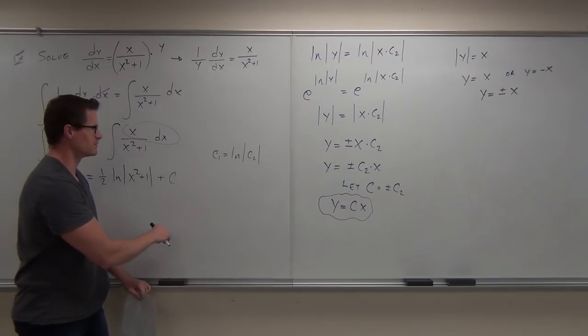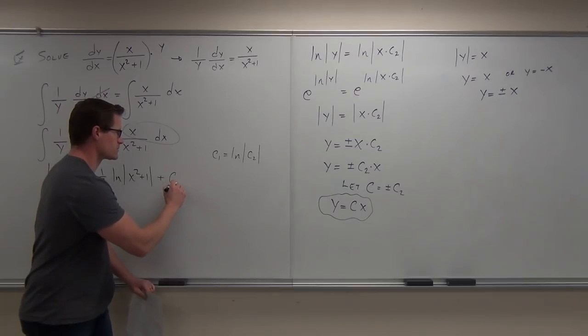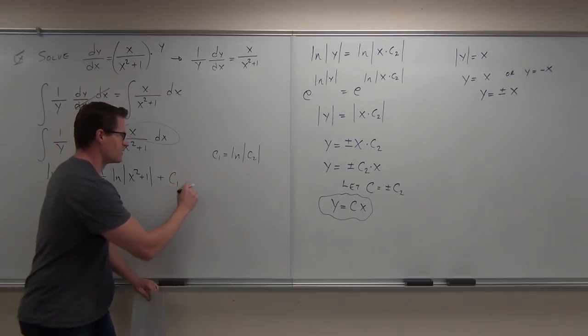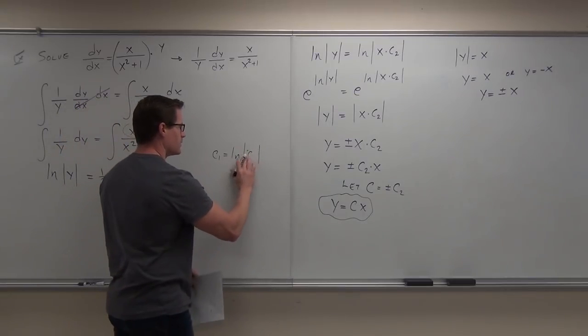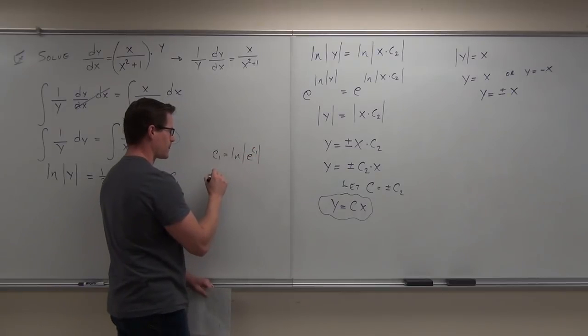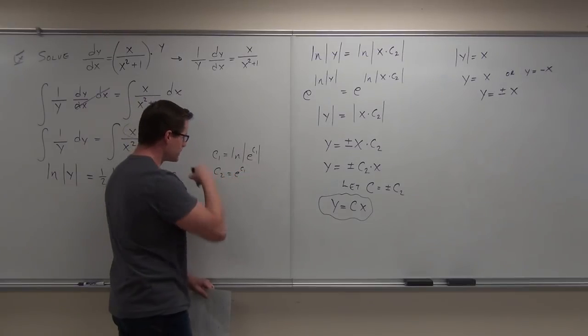Bless you. Too many C's, I messed that up, didn't I? How did we do it the first time? This would be e to the C1. C2 equals e to the C1. Yeah, C2 equals e to the C1.